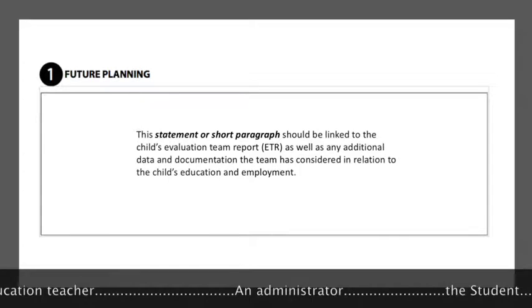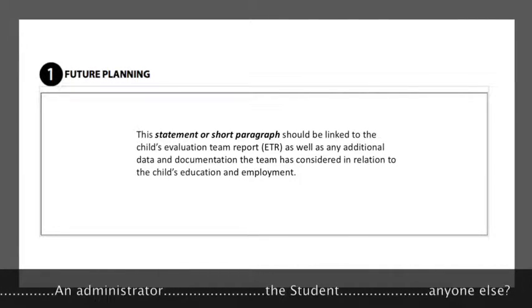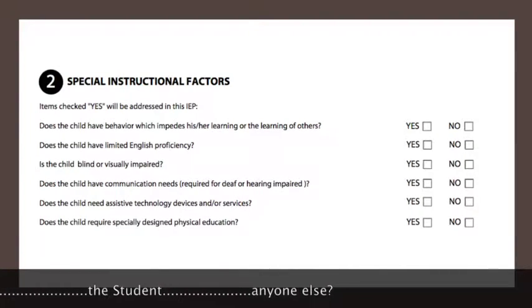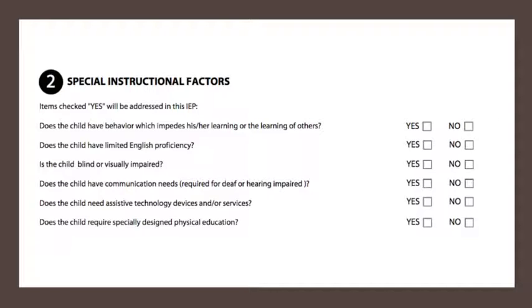When we move on from future planning, we look at what's called special instructional factors. Now, for those of you who are going to be in special education, any area here that's marked yes must be addressed in the IEP. This includes if the child has a behavior which impedes his or her learning, definitely. Is English a second language for this student? Is the child visually or hearing impaired? We need to know that.